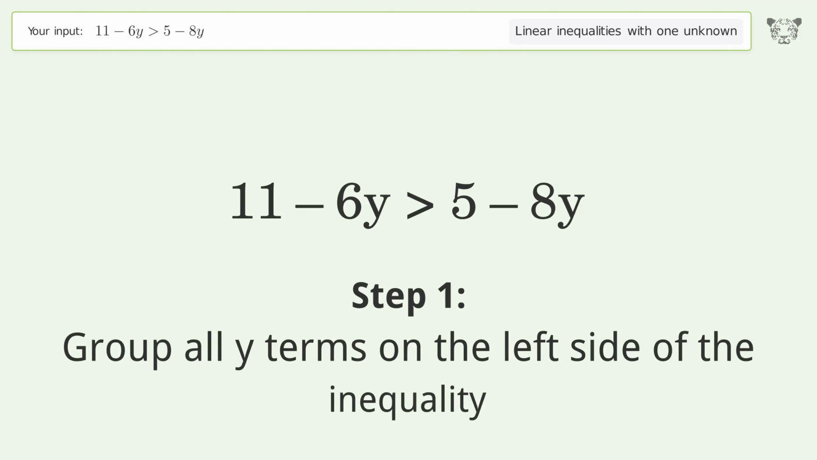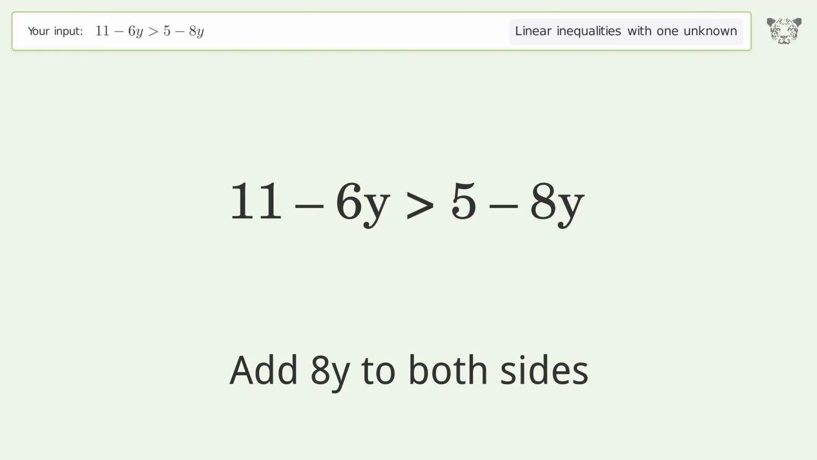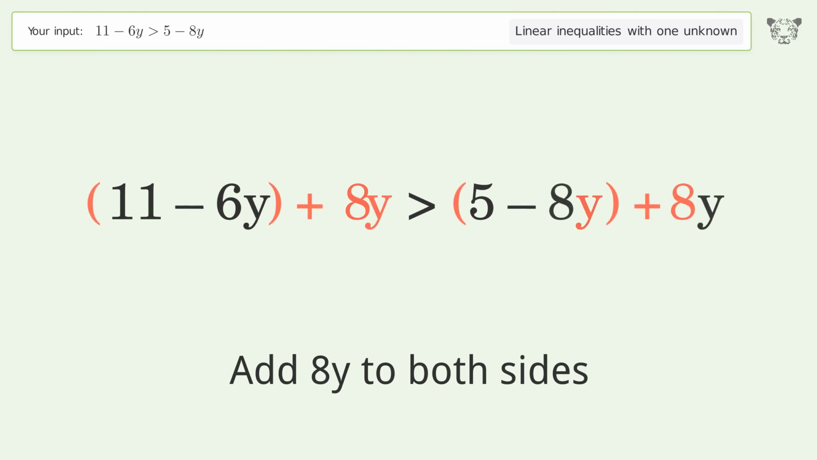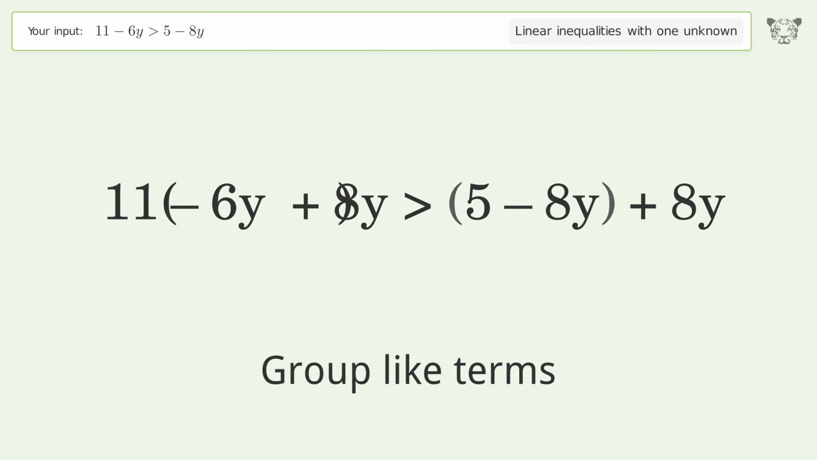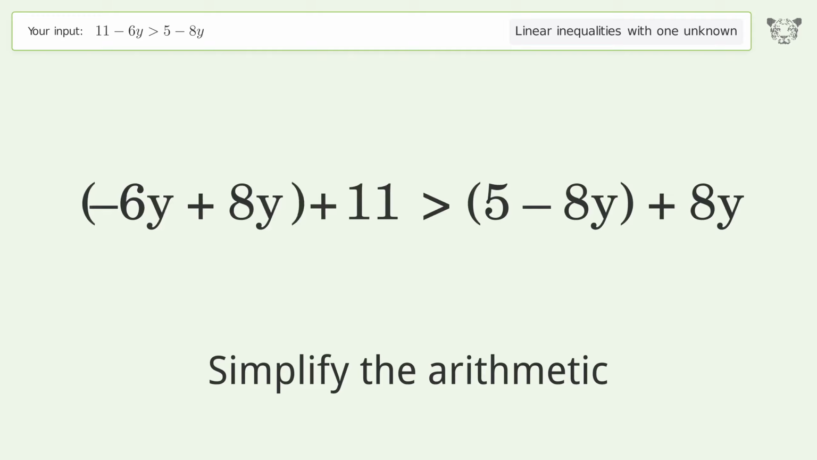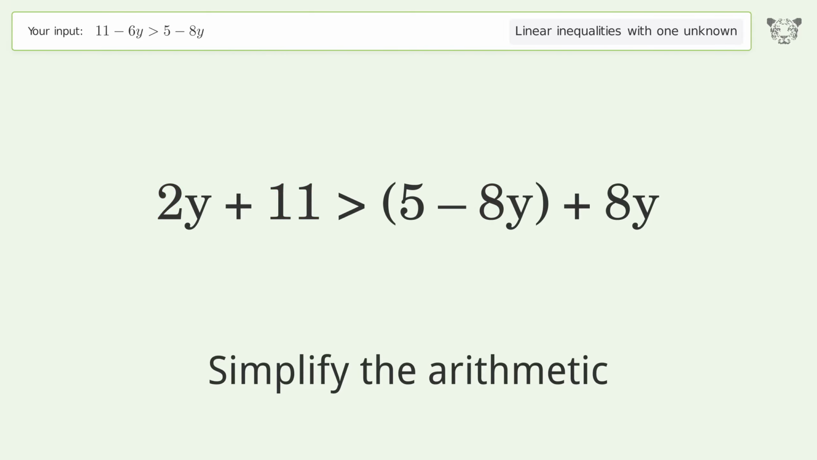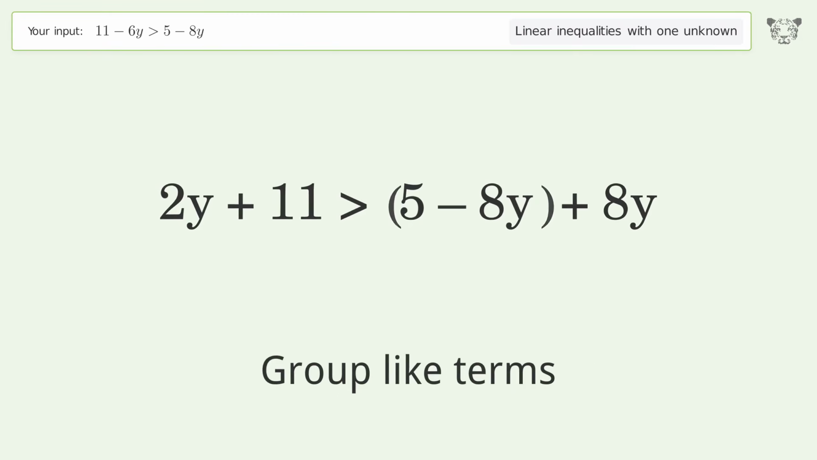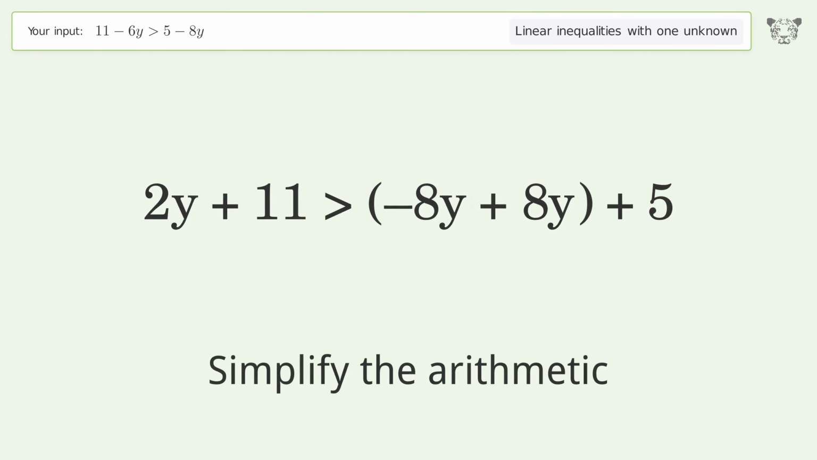Group all y terms on the left side of the inequality. Add 8y to both sides. Group like terms. Simplify the arithmetic. Group like terms. Simplify the arithmetic.